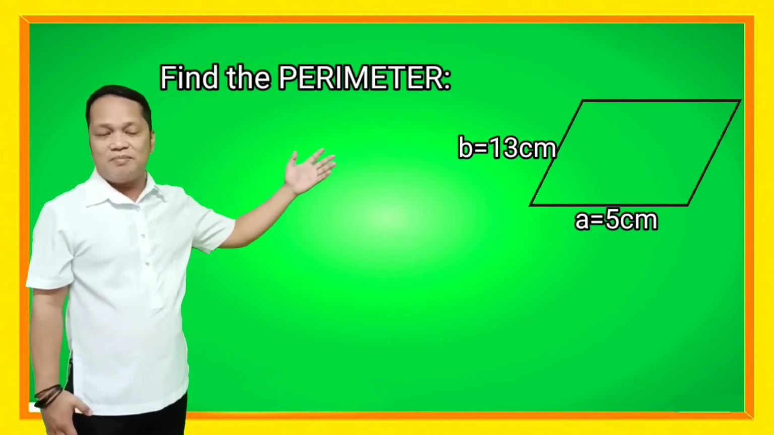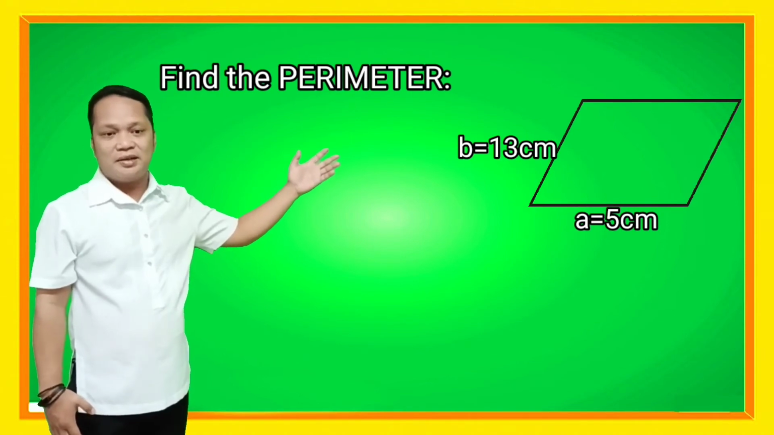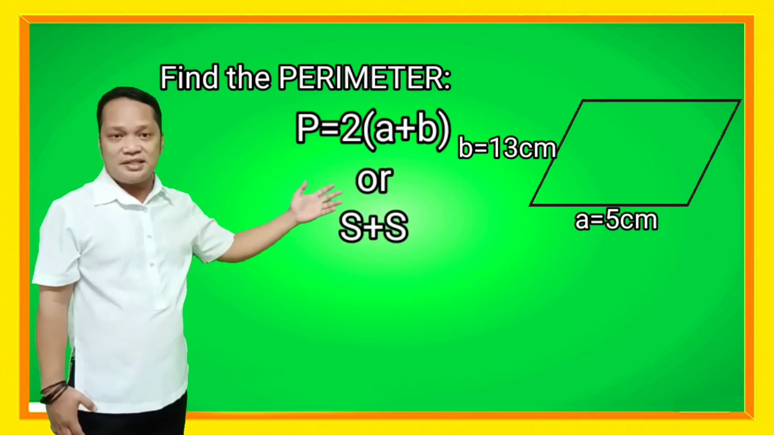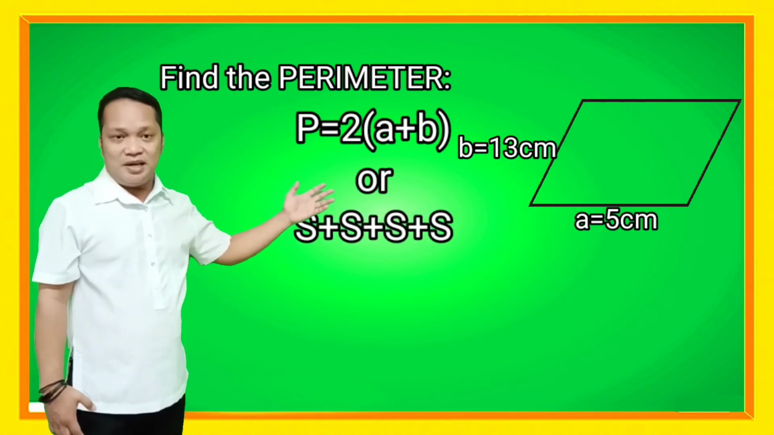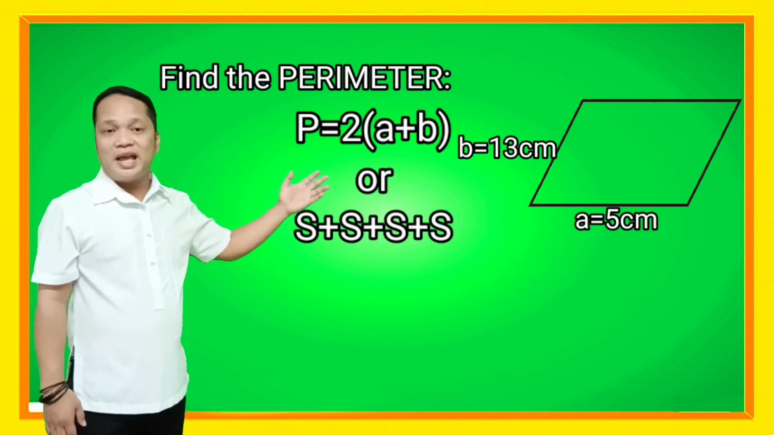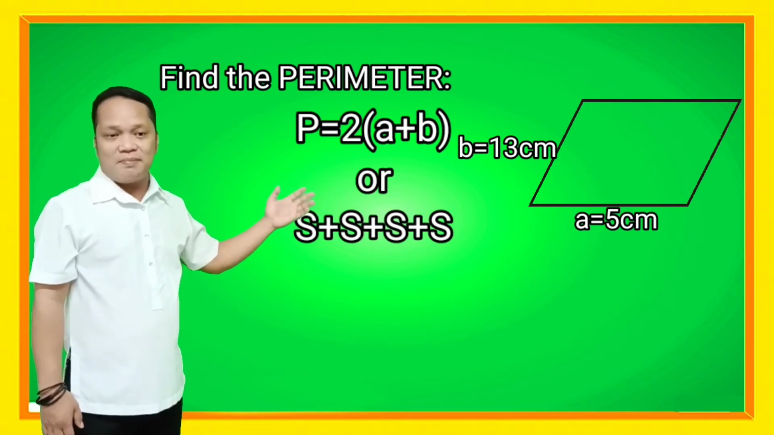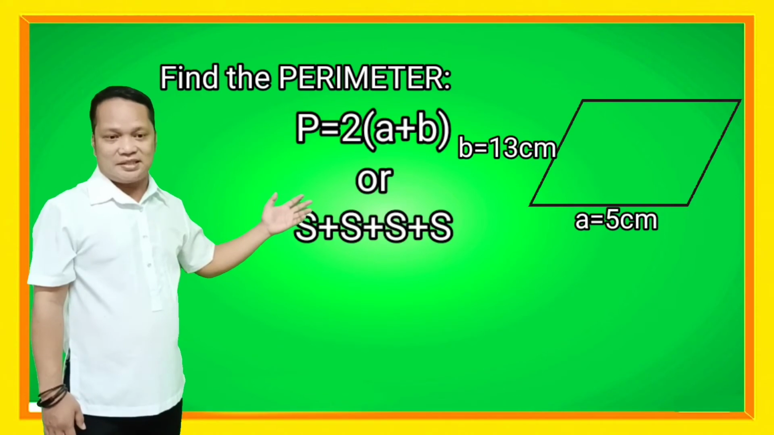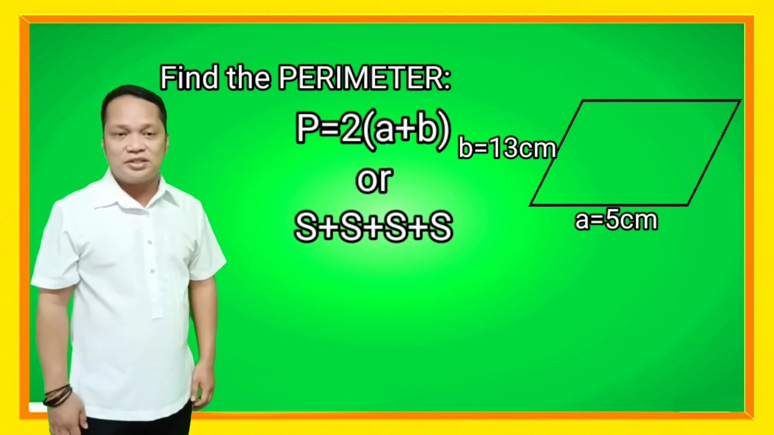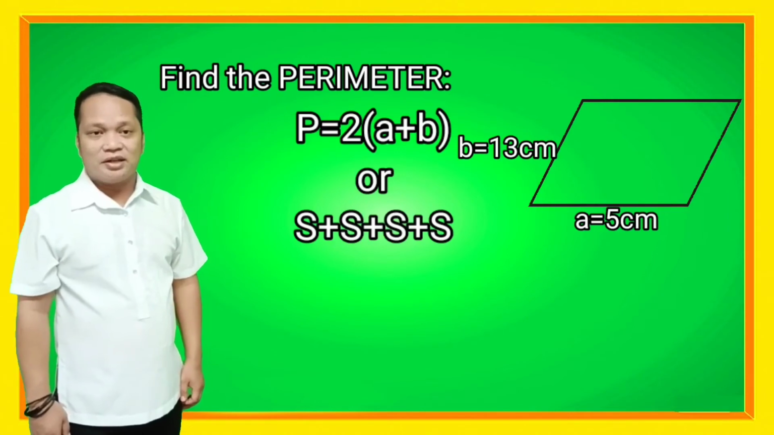Take this example. Try to get the perimeter of this parallelogram using the formula P is equal to 2 open parenthesis A plus B close parenthesis, or S plus S plus S plus S. I will give you 15 seconds to answer. Go!